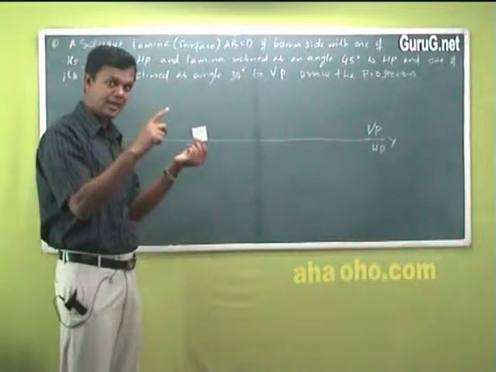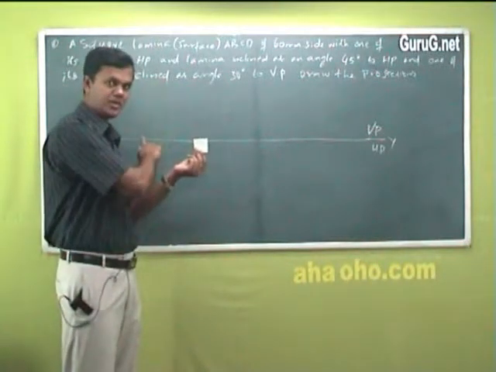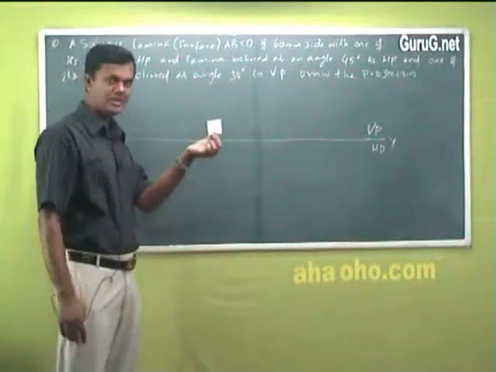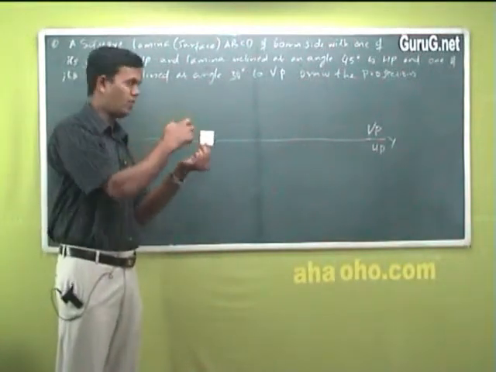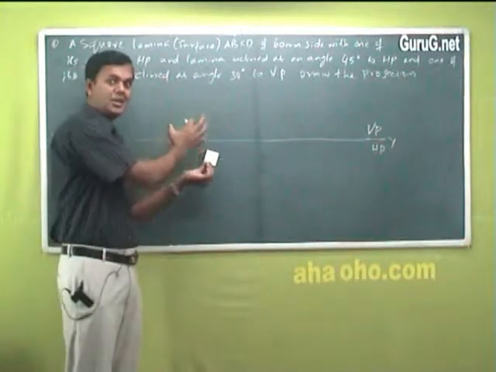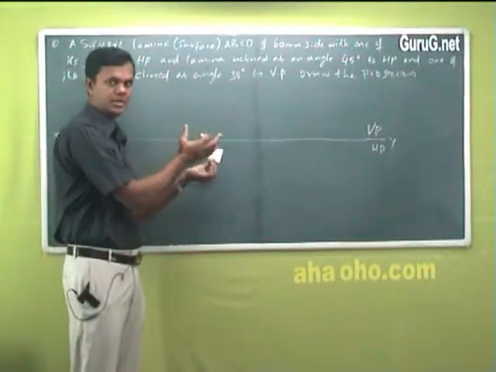My edge should be placed on HP. HP means I will take it on the XY line. So how to rest it now? If I see from the front view, I can put the full figure here, which means the whole lamina is resting on HP. Can you understand?